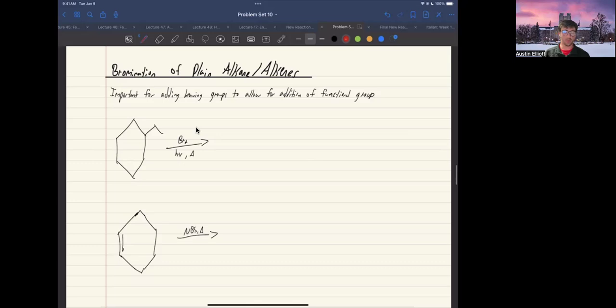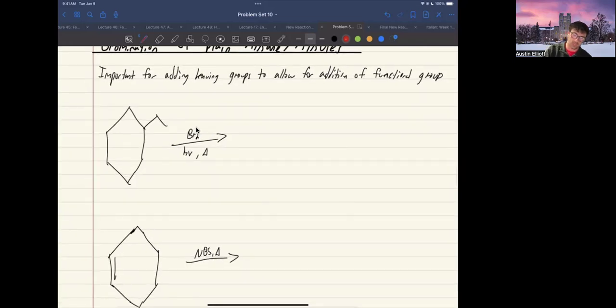So with this, we have Br2, and then we have that H and then the V looking symbol, and then comma delta. So basically, this right here is light and that is heat. As long as you have Br2 and then one of them, that's fine. You can use the light or the heat. You don't have to use both. One will be fine.